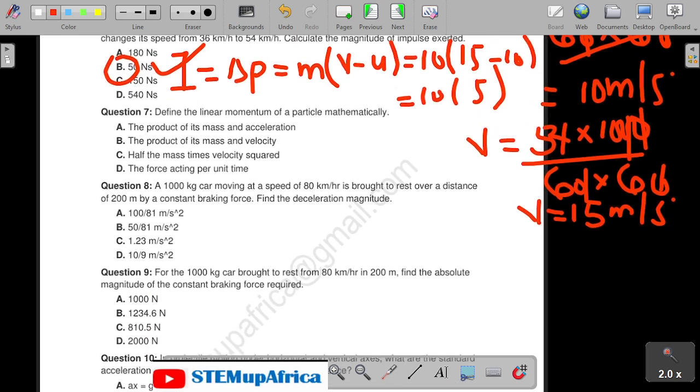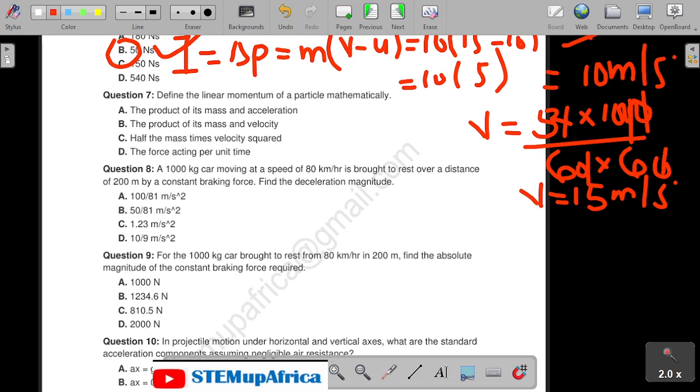So let's look at question 7. Define linear momentum mathematically. Product of mass and its velocity, that is linear momentum. Product of mass and its velocity, that is option B.